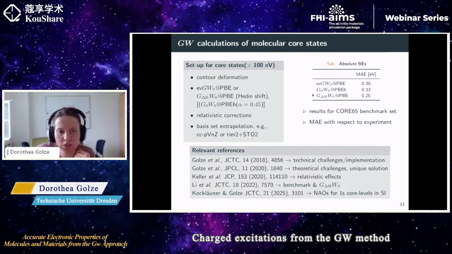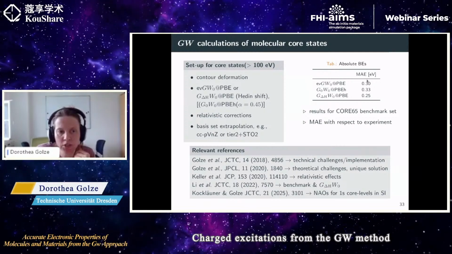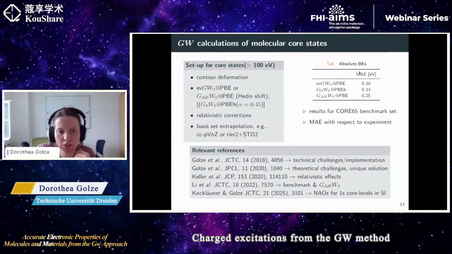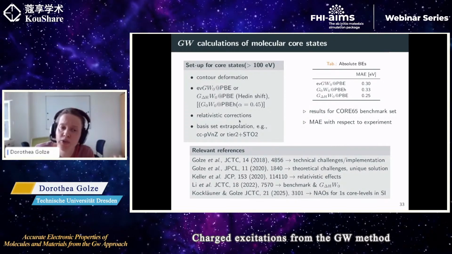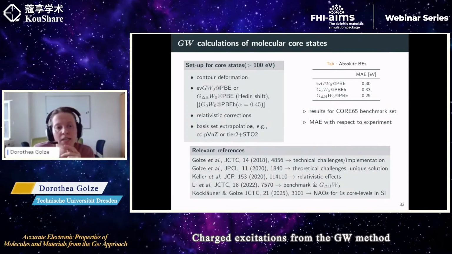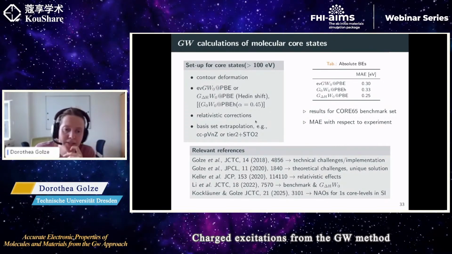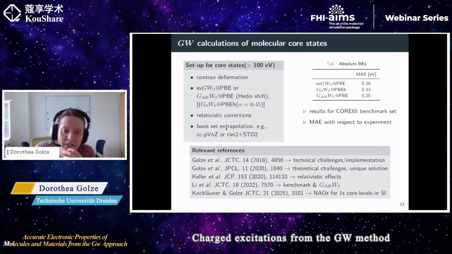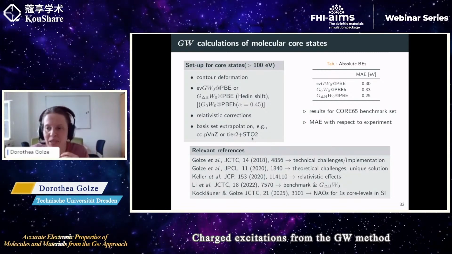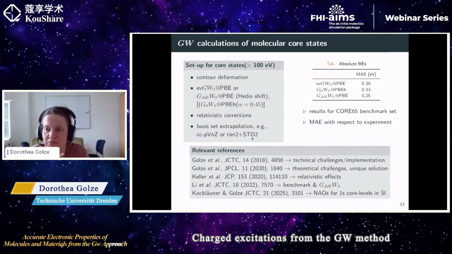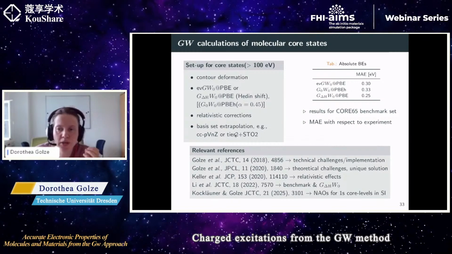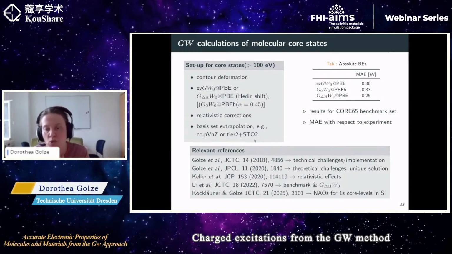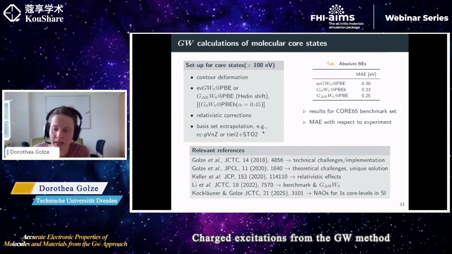Compared to experiment here in the table for the CORE65 benchmark set, they all perform very similarly for absolute binding energies of 1s states. You need relativistic corrections, of course, and you also need either a basis set extrapolation or, as I said, sometimes we can also design very specific basis sets to accelerate the convergence. We found that practically also tier 2 and then adding Slater type functions, so STOs, works also pretty well.